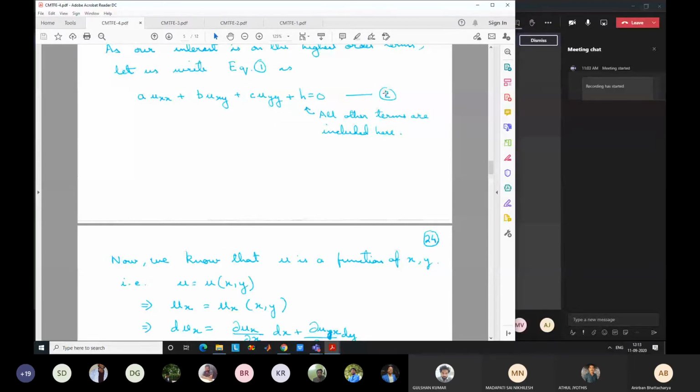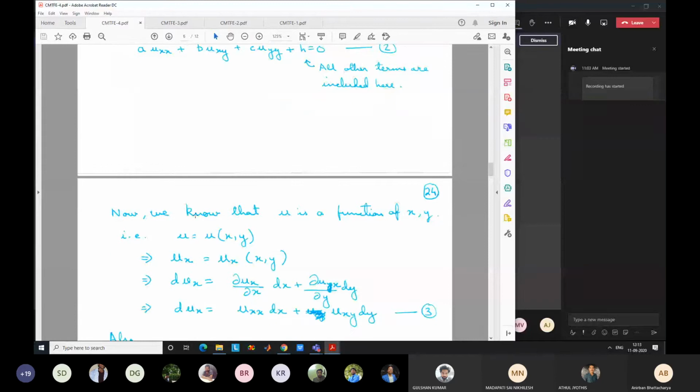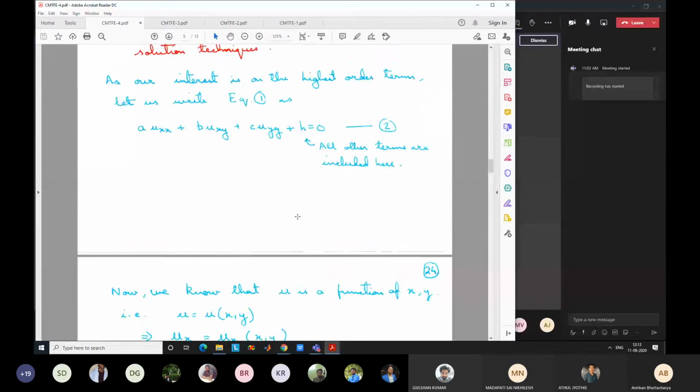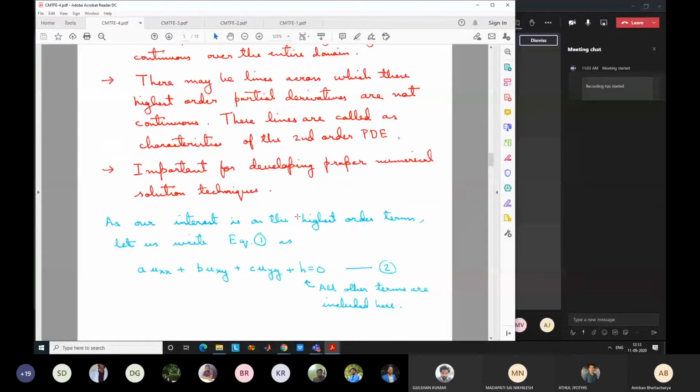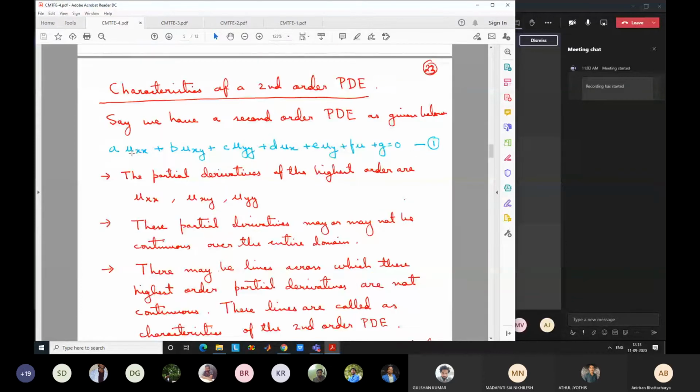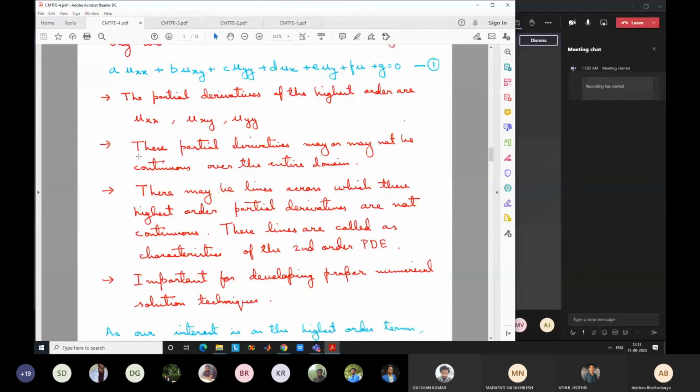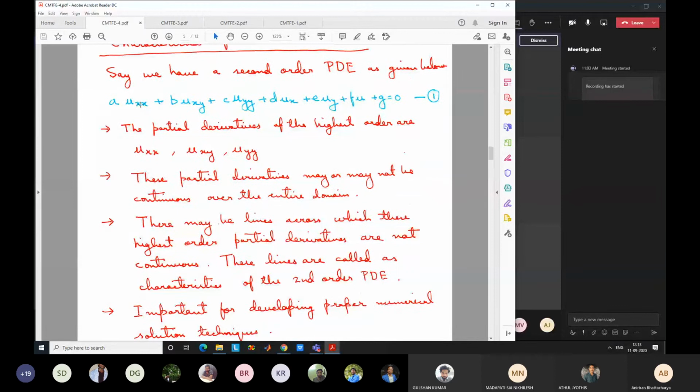Now let us do some more maths. We know that u is our dependent variable. It does not mean u is the velocity. Here u is just a generalized variable. It can represent any dependent variable. It can be u velocity, v velocity, temperature T, concentration C, or any general variable phi. And this x and y do not denote that it is only the coordinate xy.